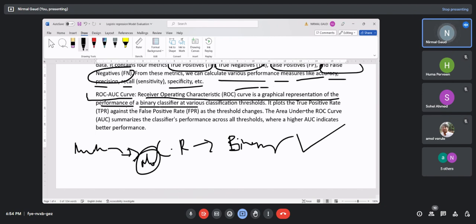It's a graphical representation to give you the performance of how this binary classification has been working, on the basis of threshold values. You very well know it's going to give me the probability.